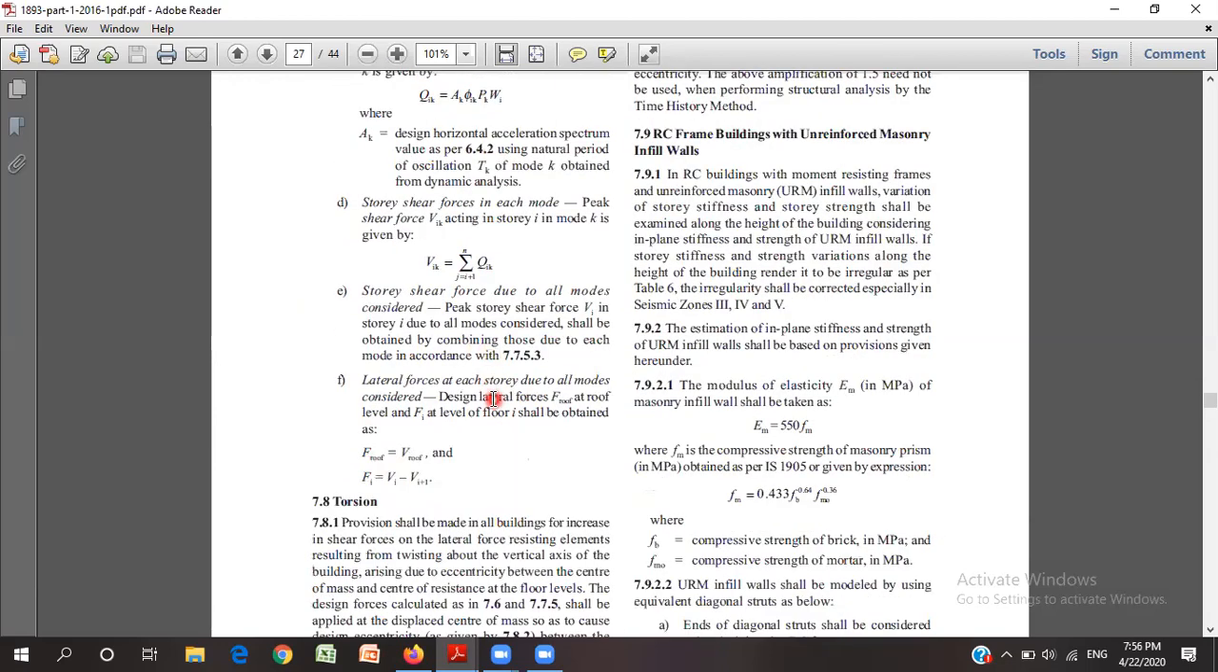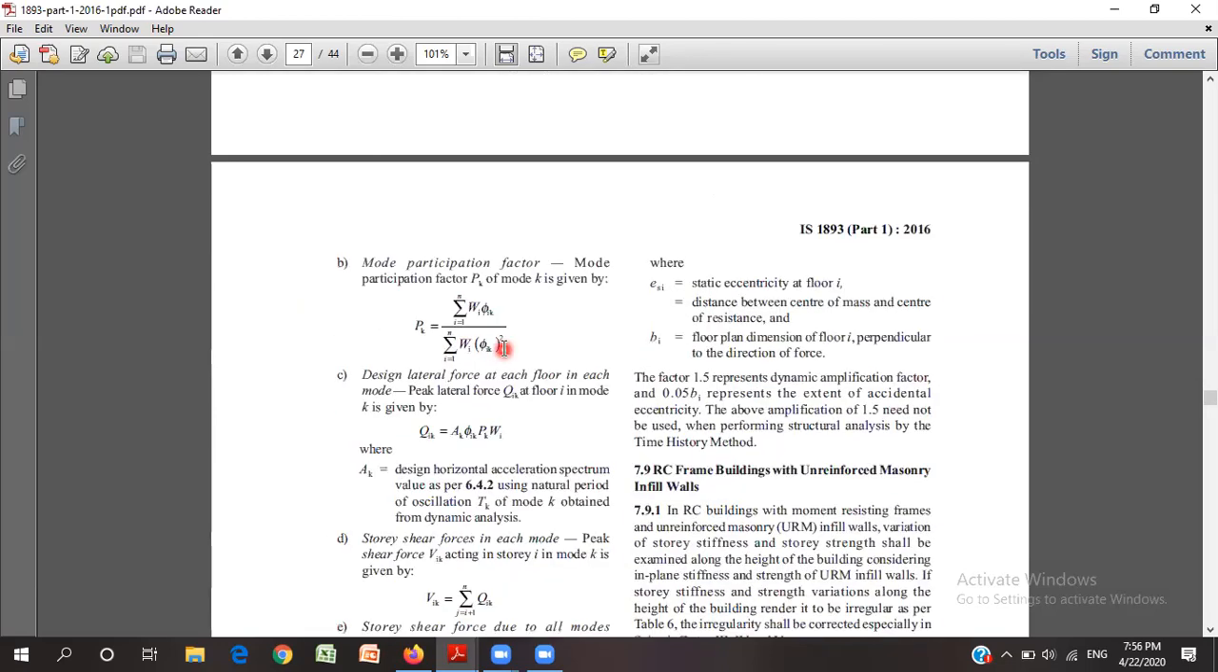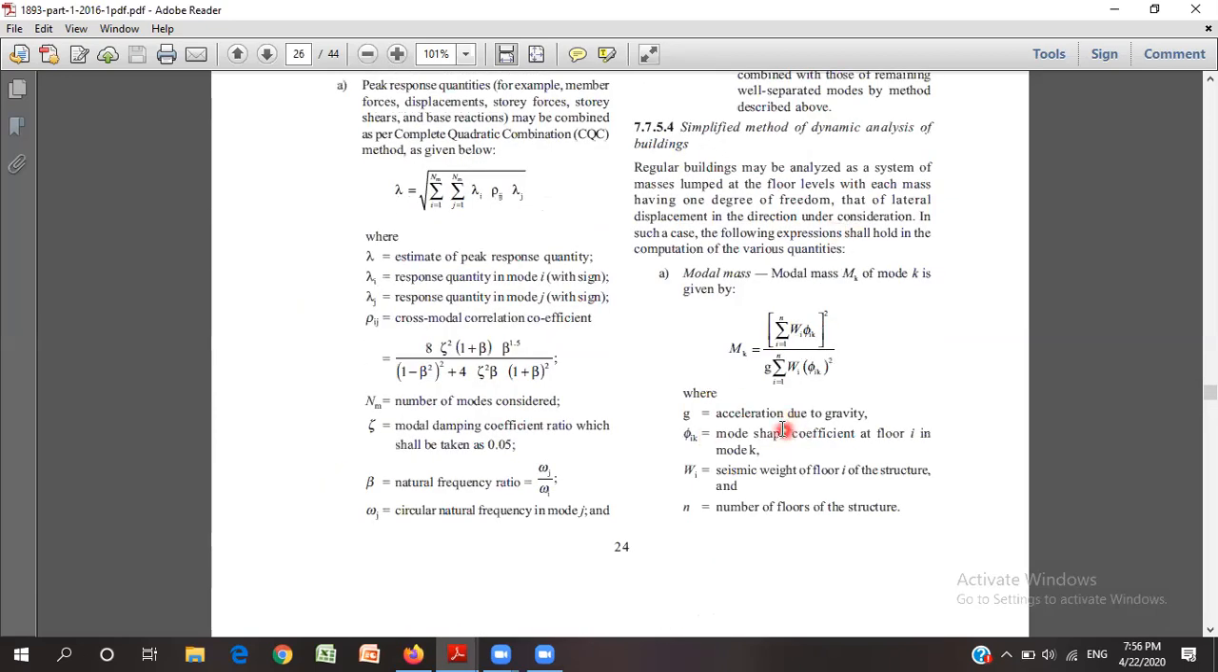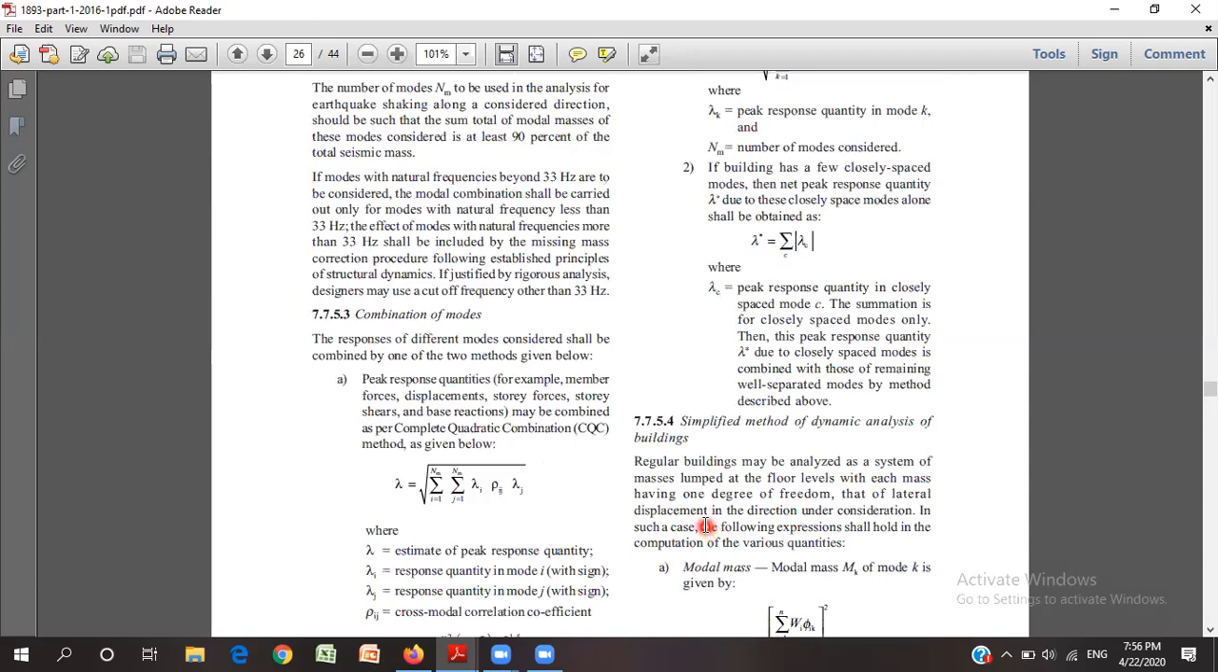So these are the 5 steps that will be followed, and these are the formulas that are there in your code book on pages 24 and 25, clause 7.7.5.4.